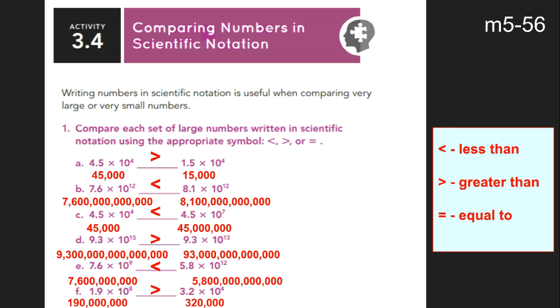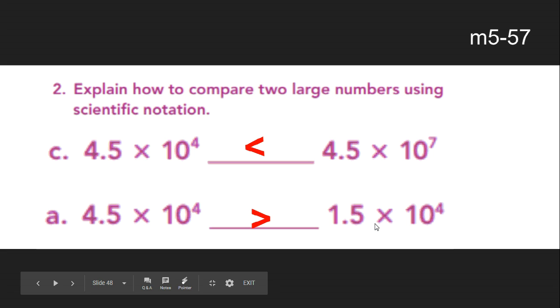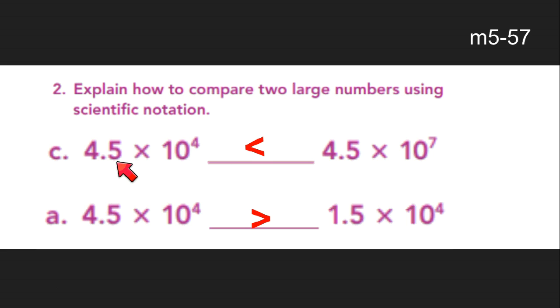Now I want to draw your attention to something, and maybe some of you noticed this, maybe you didn't. But let's go to question 2. We're still at the same spot. I've just highlighted 2 questions that we came across on the previous page. So these are 2 problems that we already did. Now we've already said that 4.5 times 10 to the 4th power is less than 4.5 times 10 to the 7th power. And we've already said that 4.5 times 10 to the 4th power is greater than 1.5 times 10 to the 4th power.